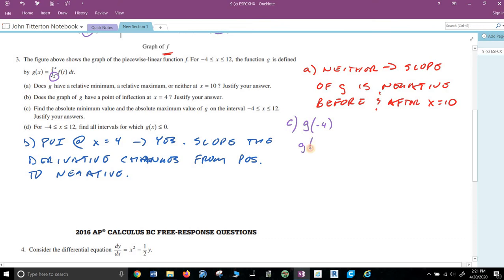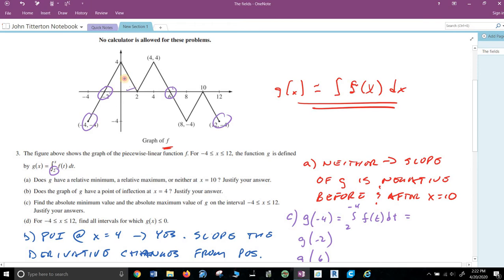-4, G of -2, G of 6, and G of 12, and that's the integral from 2 to -4 of f of x. I really should call it f of t, dt. Not showing the work. We're going left. So we're above. So this is negative and this is positive. If you add those up, you will get -4.